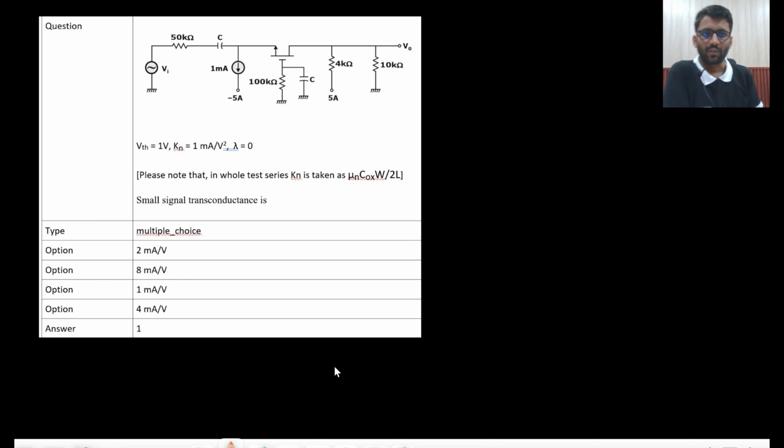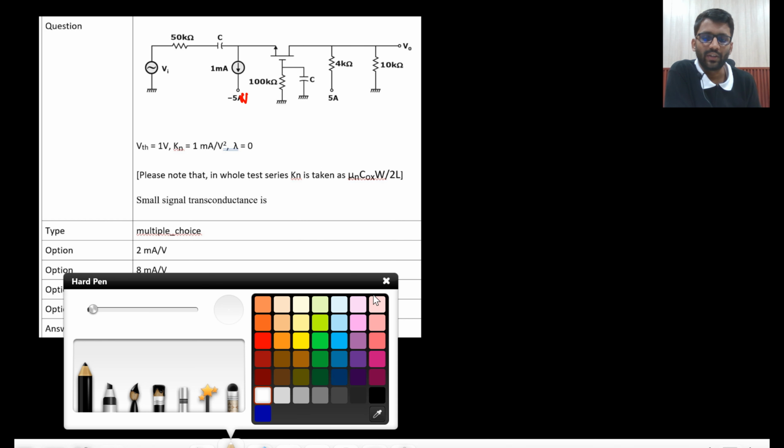Okay. What about this question? You need to find the small signal transconductance. This is actually 5 volt, not ampere. I hope you must have understood. In the node, if I am saying minus 5A, that means it should be voltage. So that much error by typewriter you can take, right? So this is minus 5 volt. And what you need to find is the small signal transconductance, the GM value.